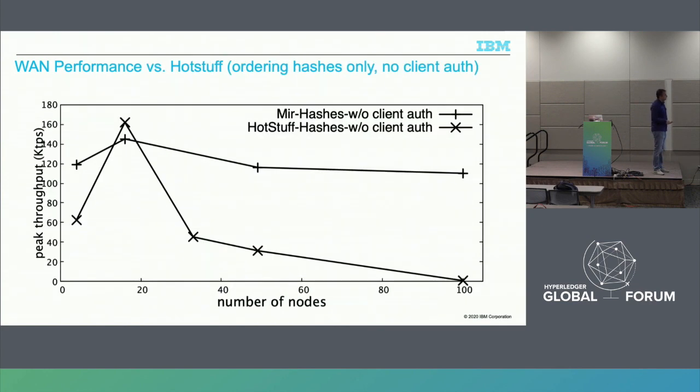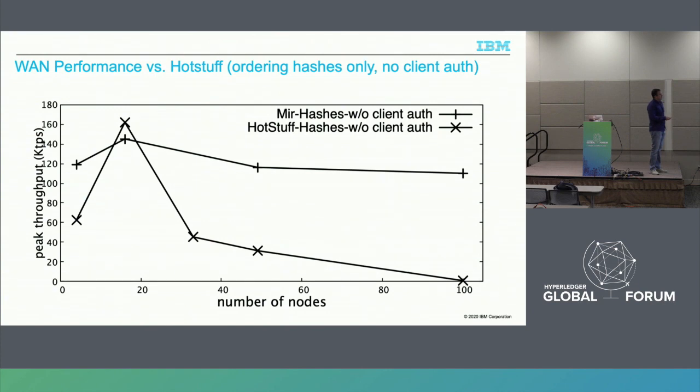This is hot stuff, and that's Mir. Now, hot stuff is the version that sends hashes only. So we just took the code. Hot stuff sends hashes only, although the protocol specification says that the leader should send the payload. So it relies, as I showed, on the client to disseminate the request. And it doesn't have client authentication. So basically, nobody checks these client signatures. So I'm really not advocating this, but then we tuned Mir to do exactly the same to have an apples-to-apples comparison.